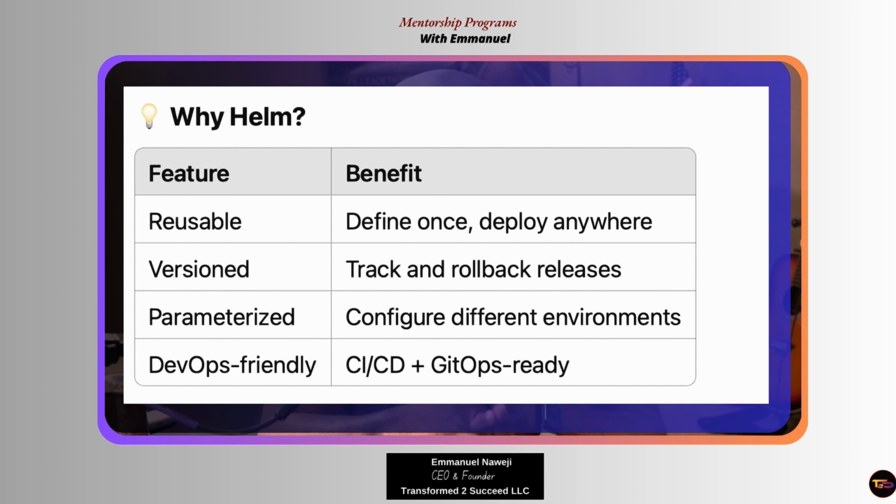The question is, why Helm? The features and benefits. The first feature is that it allows you to make your scripts reusable, meaning you define your infrastructure once and deploy it anywhere. Secondly, you can version your application, your scripts, or your code. You can track and roll back releases. The next thing is you can parameterize this. You configure different environments. That's the benefit of this.